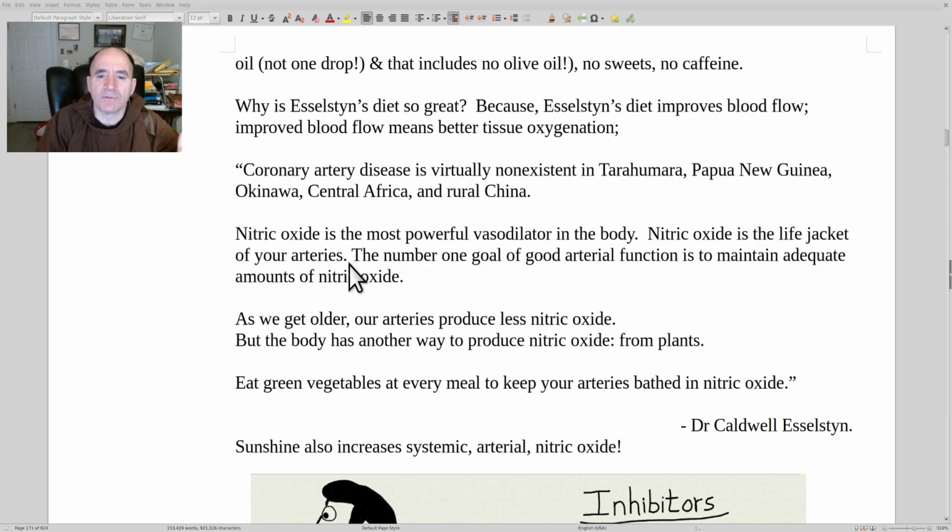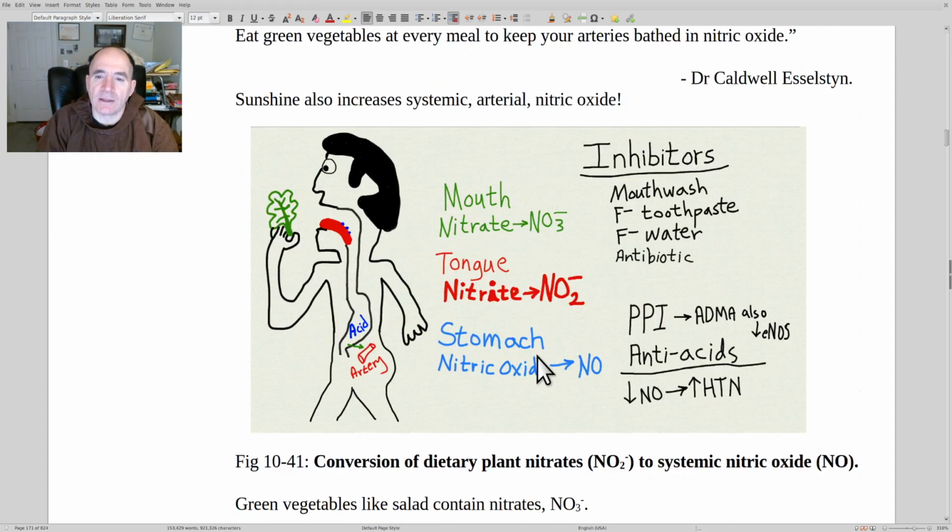Nitric oxide is the most powerful vasodilator in the human body. He calls it the life jacket of the arteries. And the number one goal of good arterial function is to maintain adequate amounts of nitric oxide. So this is all a big Esselstyn quote. As we get older, our arteries produce less nitric oxide, but the body has another way to produce nitric oxide from plants. So when you eat the nitrates in the plants, it gets converted into nitric oxide. You want to keep your arteries bathed in nitric oxide, is what Esselstyn says. So he's putting a big emphasis on how to increase systemic nitric oxide. And when arteries are dilated, blood pressure will decrease, so you treat your blood pressure.